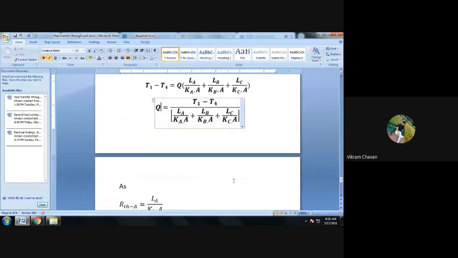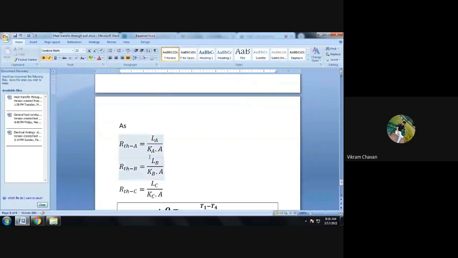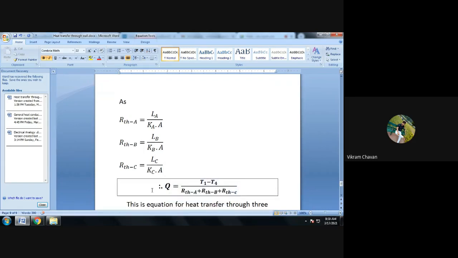So as we know, R_th A is equal to L suffix A divided by K suffix A multiplied by area, and R_th B is equal to L suffix B divided by K suffix B multiplied by area, and R suffix C is equal to L suffix C divided by K suffix C multiplied by area. Therefore, we can write Q is equal to (T1 minus T4) divided by the summation of all the thermal resistances. Okay, summation of all the thermal resistances.